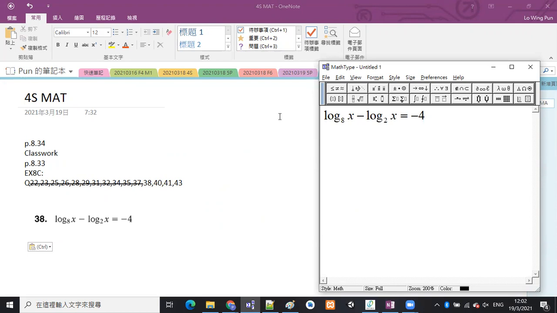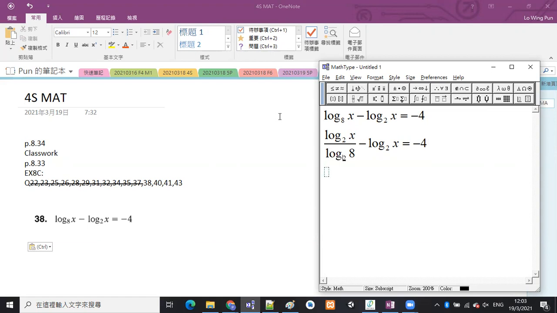So number 38. The first thing you need to notice is that the two logs are having different bases. Okay, so we are going to change the base to the smaller one. So log x base 8 will be changed to a fraction, log x over log 8, and then the two logs will have a new base. We are going to use base 2 because the other log is of base 2. Okay, and then we know that the 8 can be written as 2 to the power 3, right? 2 to the power 3.